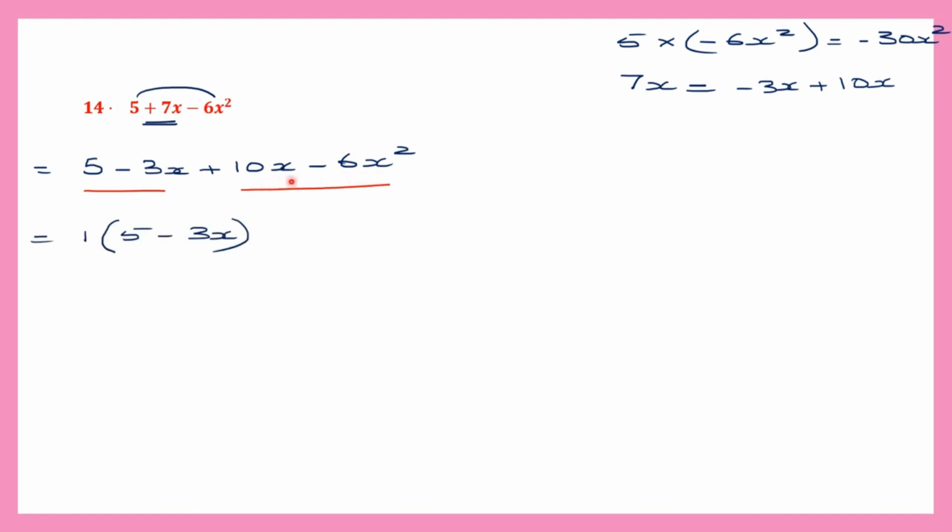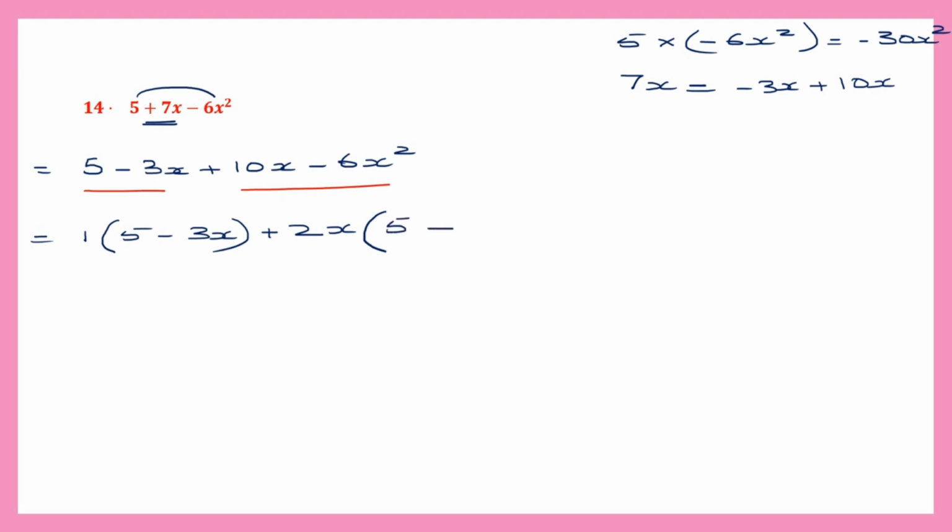Now here what is common? 10 and 6 are both divisible by 2. So I can take 2 outside, and there is 1x here and 2x's here, so I can take one more x. So now what do I write inside? 2 into 5 is 10, and there is an x already, so I don't have to write.